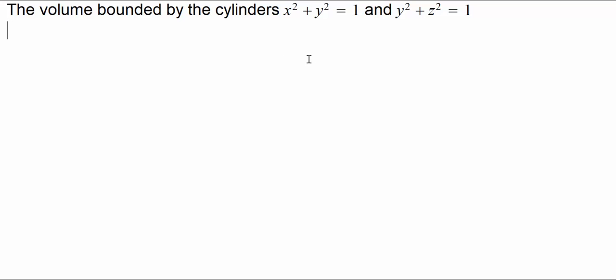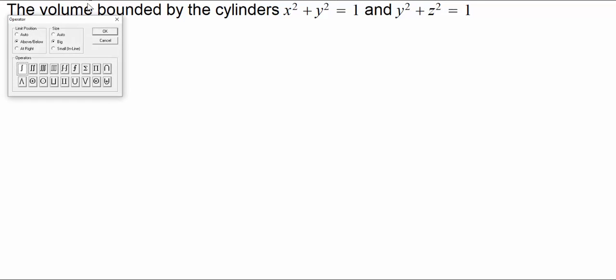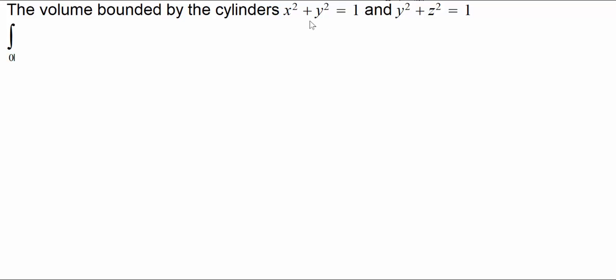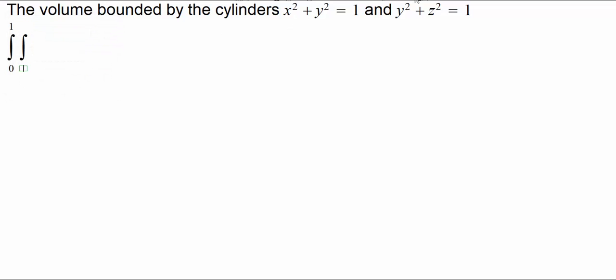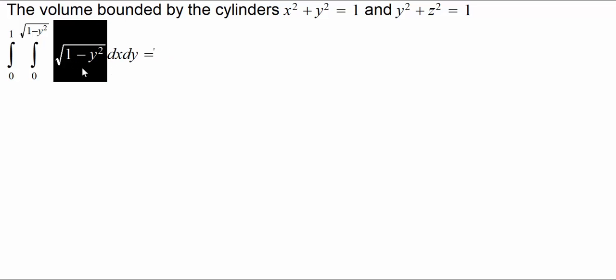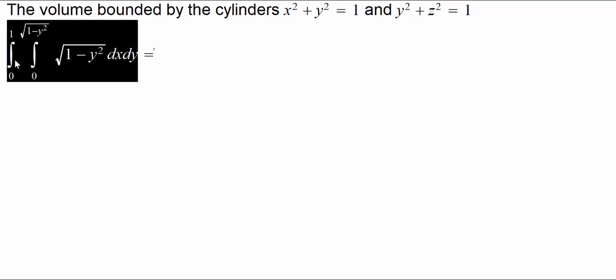All right, we are going to find this volume, and how we would do that is that we shall take the integral from 0 to 1. And we are doing it in an order such that first we'll integrate with respect to x, and the limits there are 0 to the square root of 1 minus y squared, and then we are integrating the square root of 1 minus y squared, dx dy. So when we integrate this with respect to x, we'll treat the square root of 1 minus y squared as a constant, right?